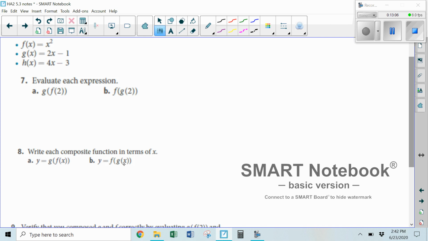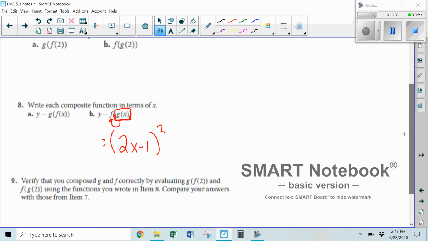It says f of g of x. So g of x is the inner function. That's going to go into the f function. I always like to write the outer function and leave a space. So the outer function is x squared. What am I plugging in for x? I'm plugging in this whole function, g of x. That's what's getting plugged in.